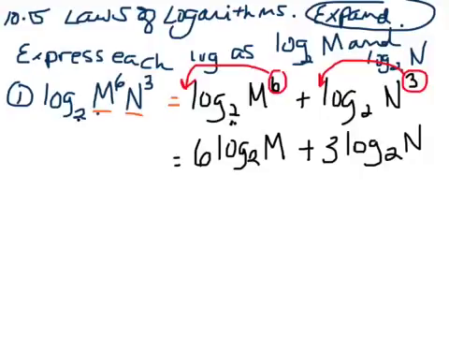Okay, so that's all we've got to do there. We'll look at another one. Let's look at number 3. You have log 2, and again, it could be any base there. It doesn't have to be a 2. It could be anything. m times the square root of n.